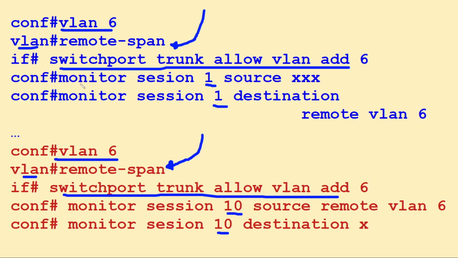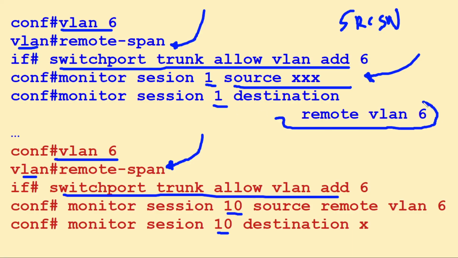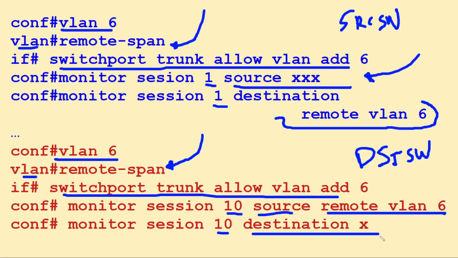Now, in the source switch, you are going to configure the source as usual, but the destination changes. Now the destination is the remote SPAN VLAN. And at the destination switch, you are going to configure the source as the remote SPAN VLAN, and the destination is the destination port where you want to send the copy of the traffic to.